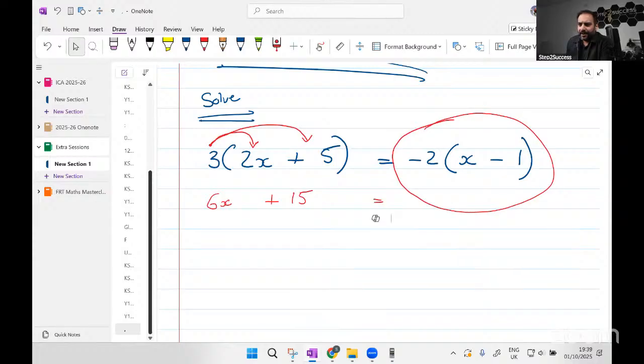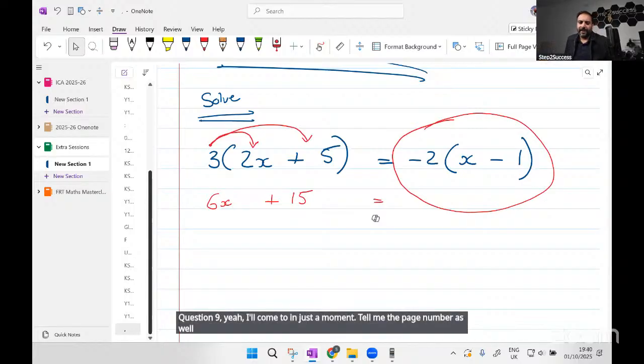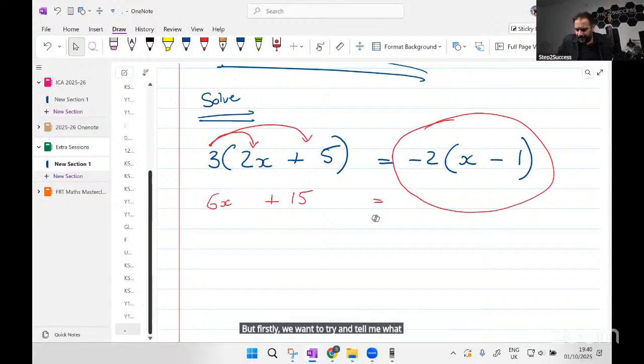Question 9, yeah, I'll come to in just a moment. Tell me the page number as well, because I think they're on two different pages, these questions. But firstly, does anyone want to try and tell me what they get when they expand this bracket out on the right-hand side?